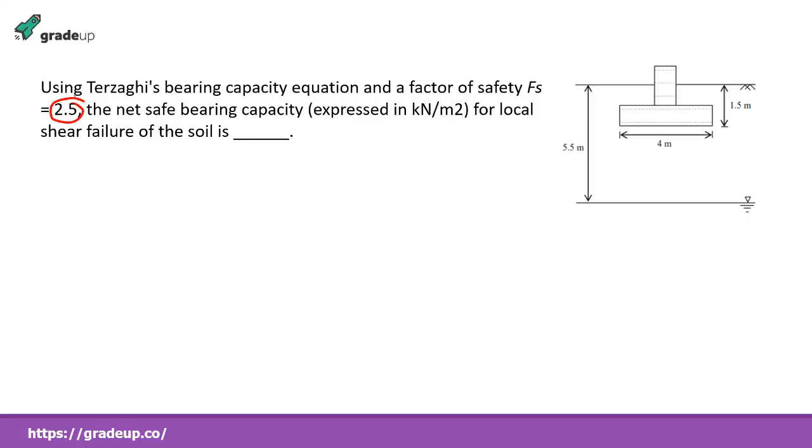Naturally, this will come to your mind when factor of safety is given in the question: you have to find the safe bearing capacity. So it is asking the net safe bearing capacity. So you have to use both Qu and Qns. First you will find QNU, that is net ultimate bearing capacity. It will be Qu minus effective stress, and then you will find the net safe bearing capacity, that is QNS, which is QNU by FOS.